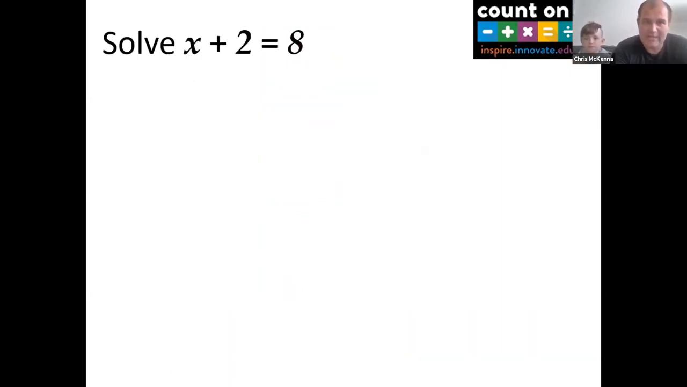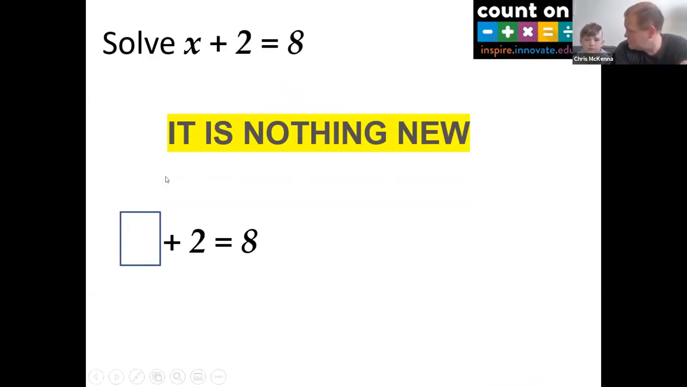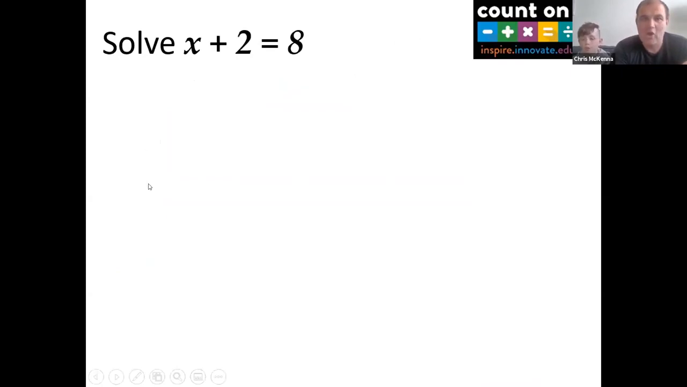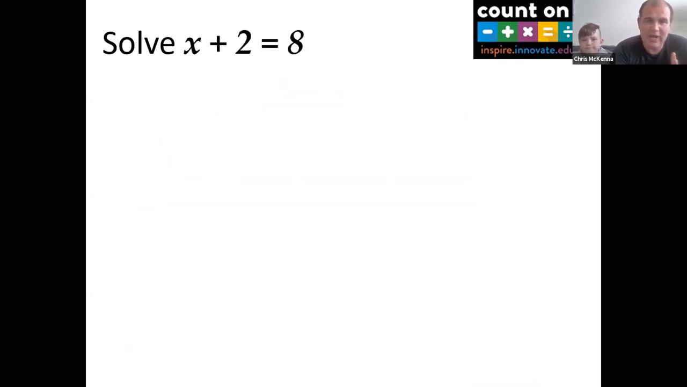Here we might get something like this: solve x plus 2 equals 8. It's nothing new. All it means is something plus 2 equals 8. What number goes in here then? Think about that at home. Do you know, Austin? Yeah. What is it? 6. Austin thinks it's 6.